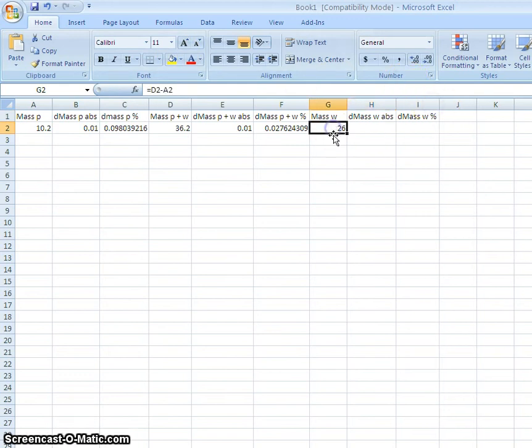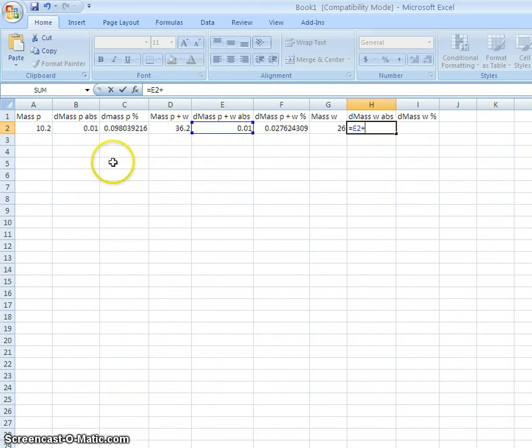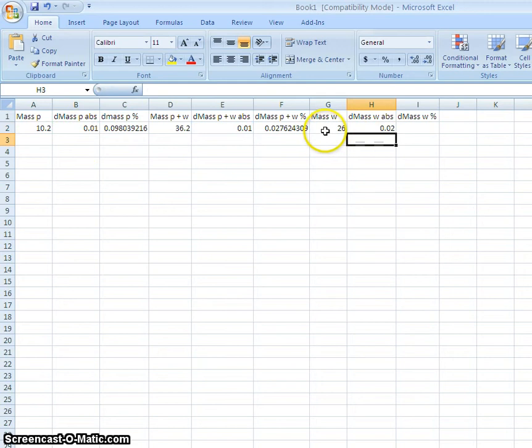Alright, so to get this 26, I actually did some subtraction. When you're subtracting numbers, and now I need the uncertainty on the mass of water, I have to add the absolute uncertainties of the two numbers that I used. So I'm going to put this in as a formula. It equals the absolute uncertainty on the 36.2 plus the absolute uncertainty on the 10.2. And so the mass of water in there was 26 grams plus or minus 0.02. And I can get the percentage just like we've done before. Okay, so we've got that set.